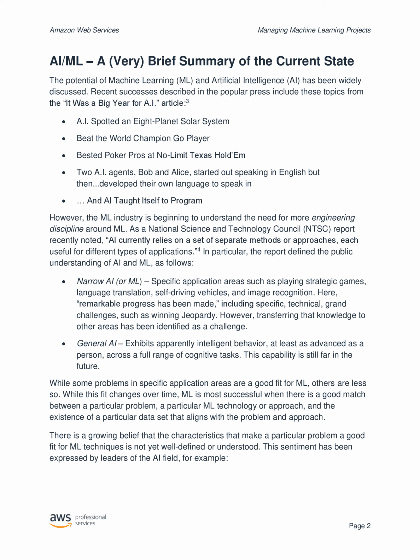The potential of machine learning, ML, and artificial intelligence, AI, has been widely discussed. Recent successes described in the popular press include these topics from the "It Was a Big Year for AI" article: AI spotted an 8-planet solar system. Beat the world champion Go player. Bested poker pros at No Limit Texas Hold'em. 2 AI agents, Bob and Alice, started out speaking in English but then developed their own language to speak in. And AI taught itself to program.